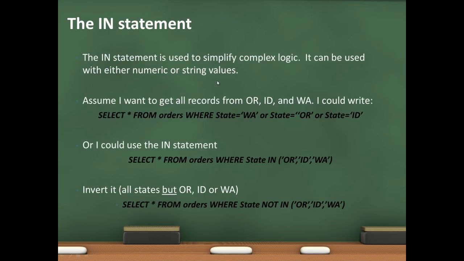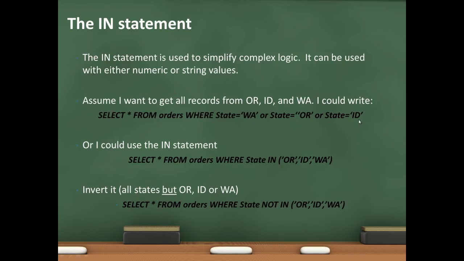Let's take a look at the in statement. The in statement's a very, very interesting one because you can do some really powerful stuff with it. It again allows you to simplify your logic. So in the past, if I wanted to get all my orders that were from either the state of Washington, the state of Oregon, or the state of Idaho, I have to use complete logic. And this is similar to what the previous problem was. So I'm going to say where state is equal to Washington, or the state is equal to Oregon, or the state is equal to Idaho.